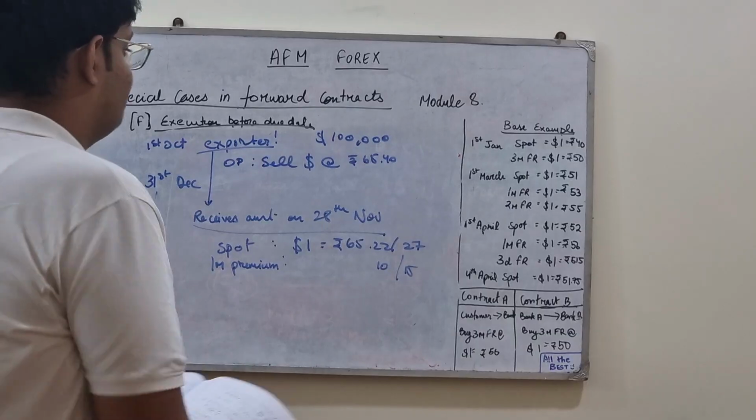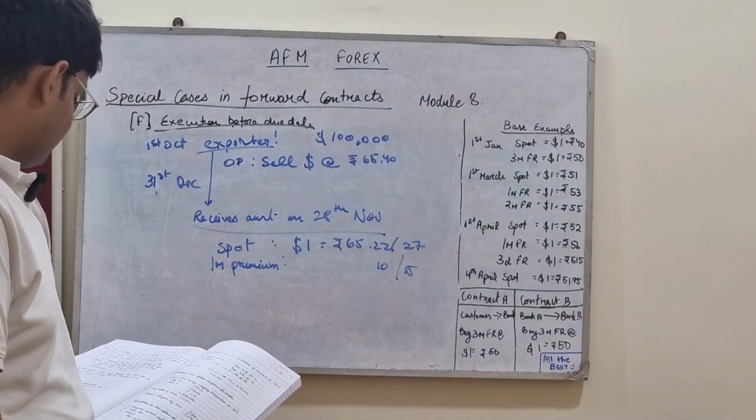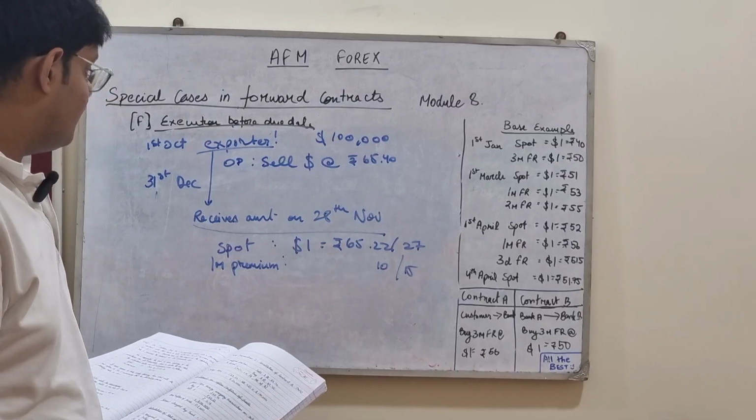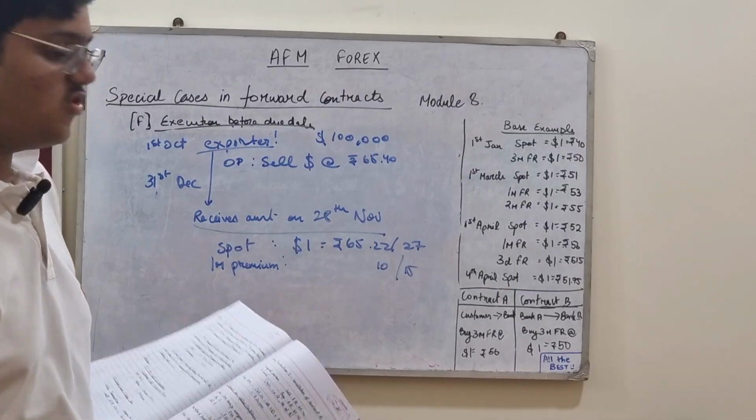I had started the sum, but I got a call, so I had to cut the recording. Let me just explain the entire thing again. This is a sum for execution before due date. The question number is 46. It's on page number 84 of the notebook.